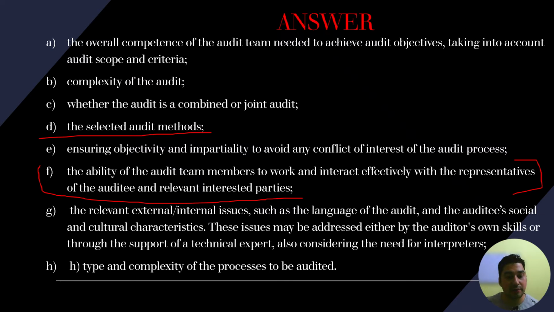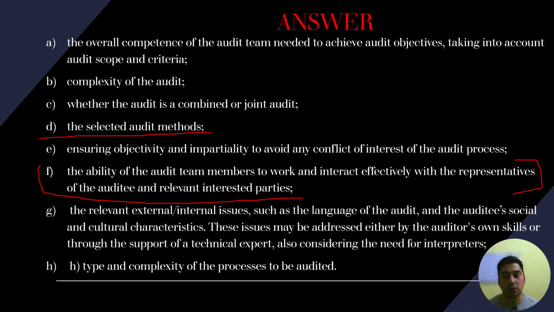Then we have the relevant external and internal issues, such as the language of the audit. This is also a very important thing. Maybe the auditee will understand only German, but in your audit team you have not included a person who speaks German or French or Russian or any other local language. All your staff speak in English.